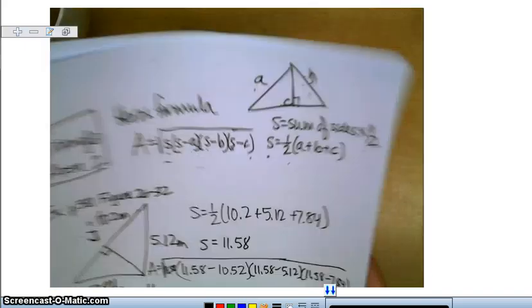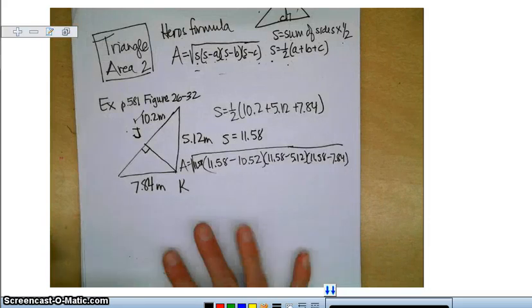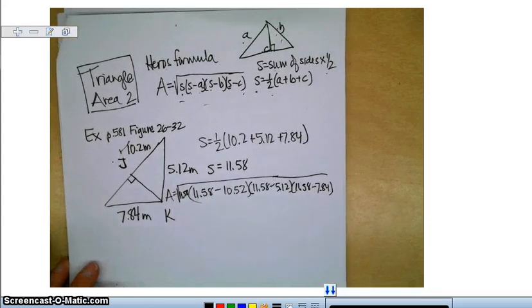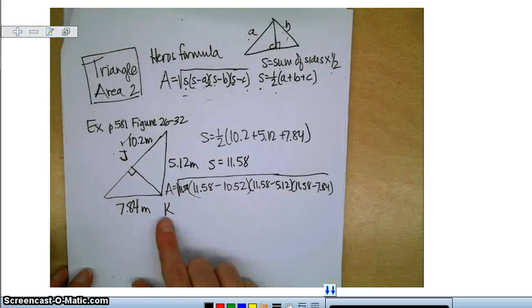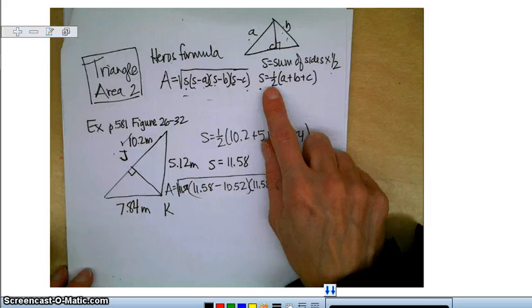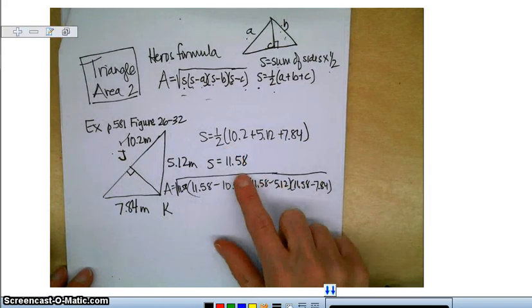Alright, I think I got cut off on that last video, so I'm just going to finish up. We were using Heron's formula for Unit 26 to find the area of a triangle. First of all, we found S, which is the sum of all the sides times 1/2, that's 11.58.